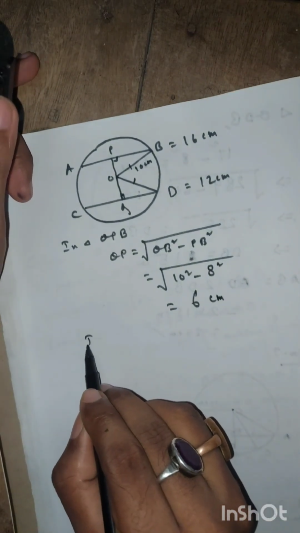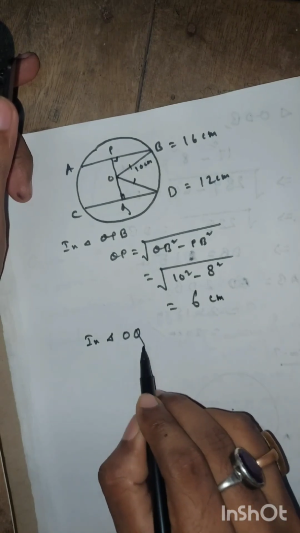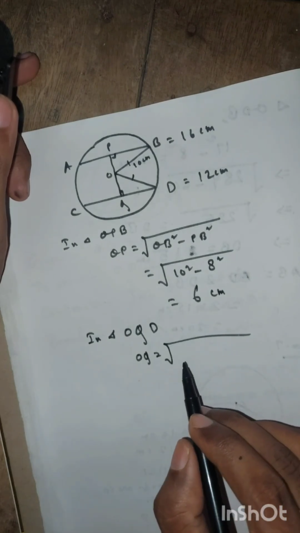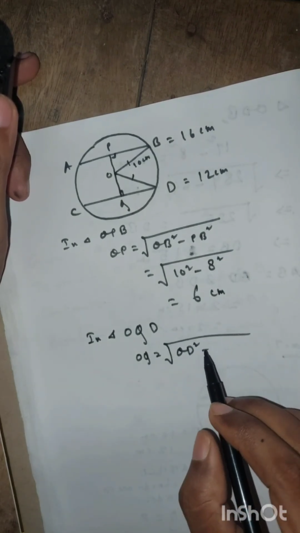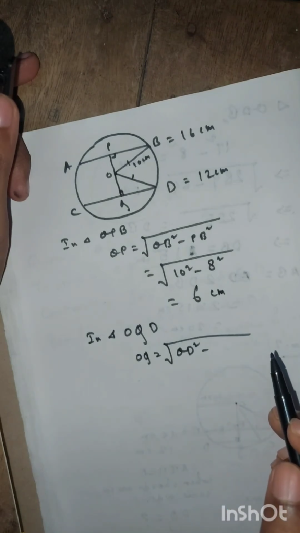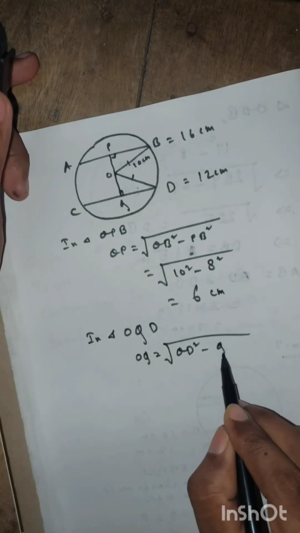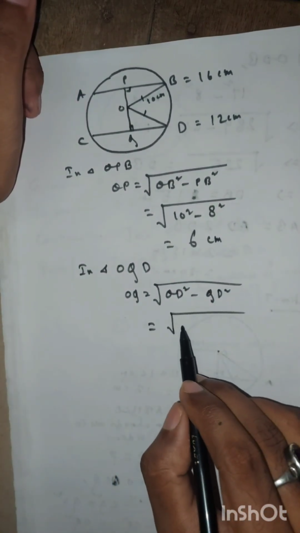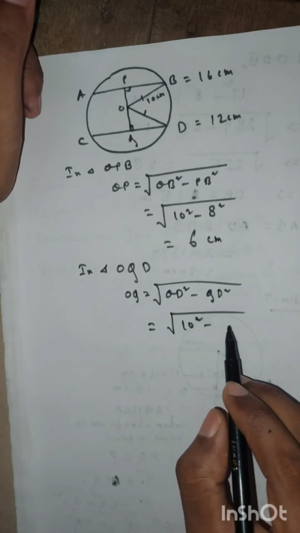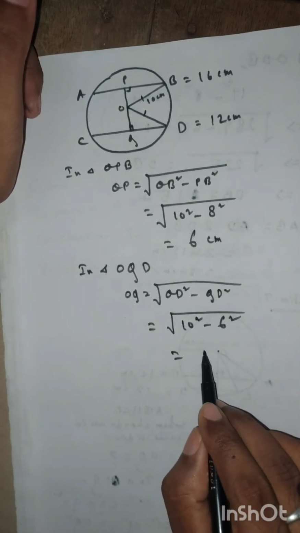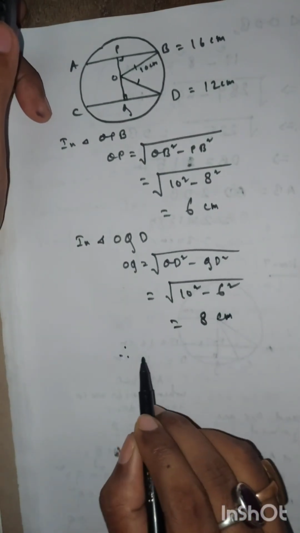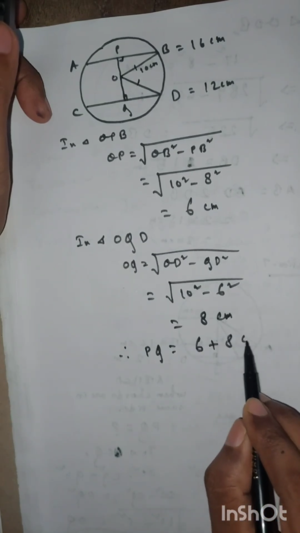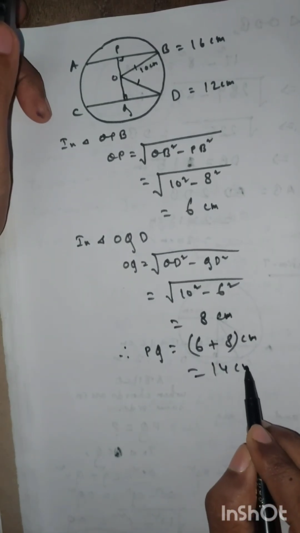And therefore PQ is equal to 6 plus 8 centimeter, 14 centimeter.